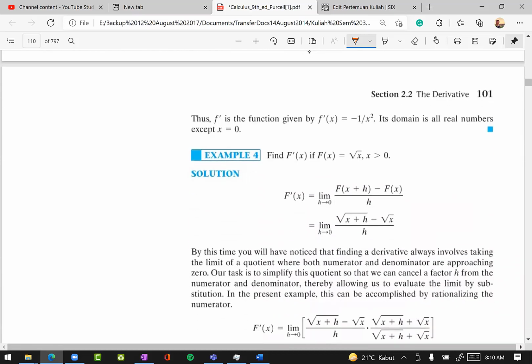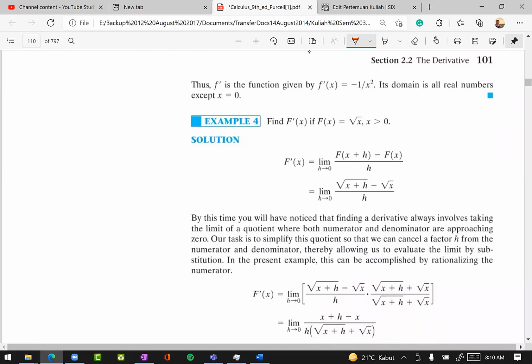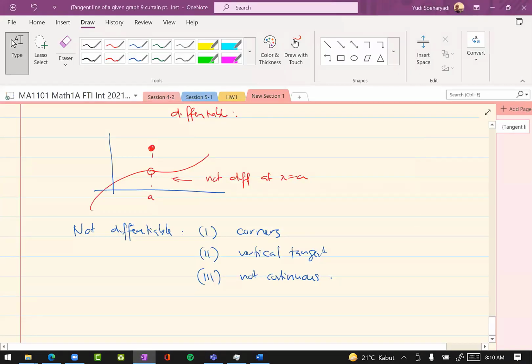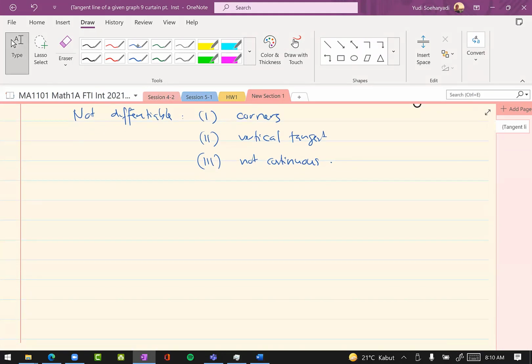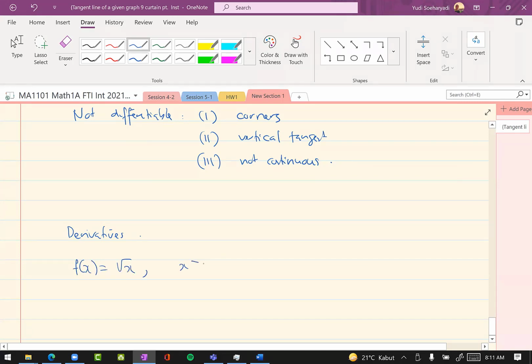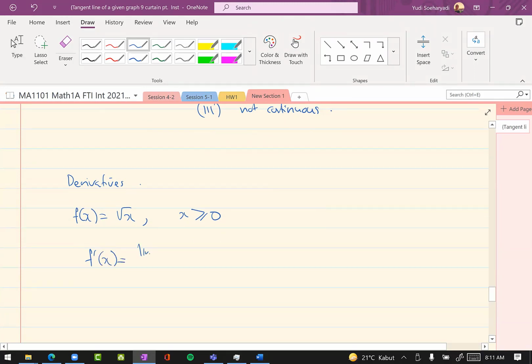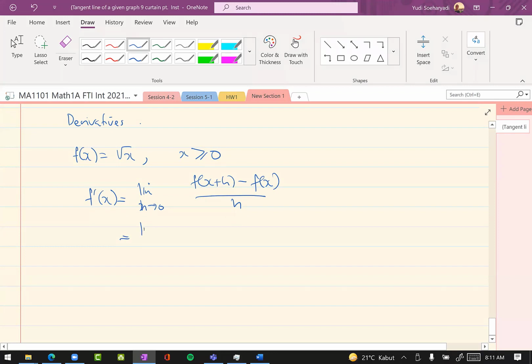Now the square root. This is the trick, so let's do this in more detail. Let's see the computation. f of x equals square root of x. Let's compute this one. F prime of x is this limit. So x plus h. Let's do the long computation. This limit, x plus h, so that's the square root of x plus h.